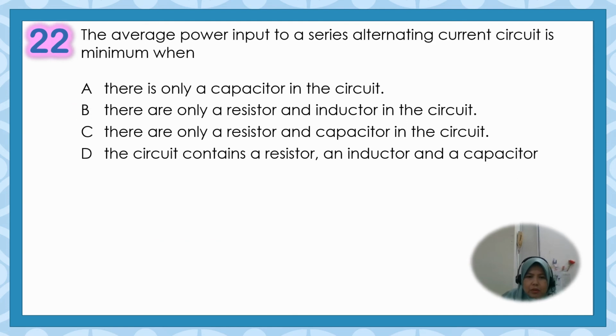Okay, for question number 22, the average power input to a series alternating current circuit is minimum when? So, power input minimum, meaning maybe it is equal to 0. There is a power input in the circuit only if there is a resistor. So, if you look at the choices given, B has a resistor, C also, and D there is a resistor. So the best answer is A. No resistor, only pure capacitor.